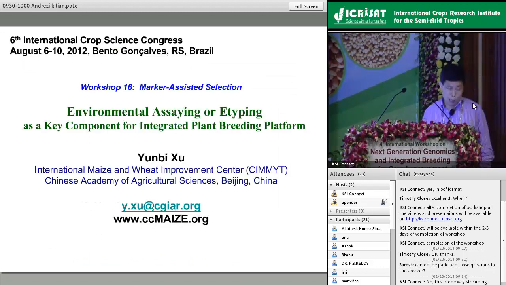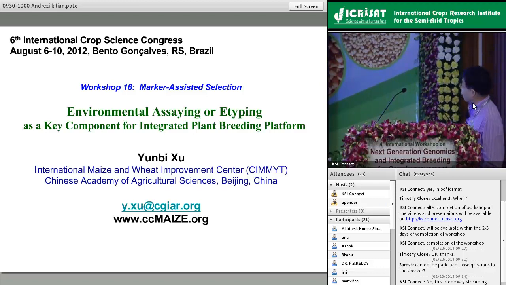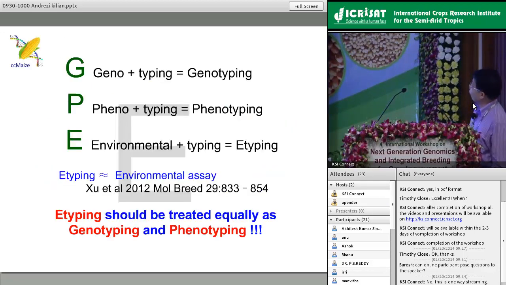So lots of people are talking about genotyping and phenotyping. I'm just talking about the third typing. I mentioned this idea at the International Crop Science Congress. It comes from the environmental assay record. So I think E-typing should be treated equally with genotyping and phenotyping.